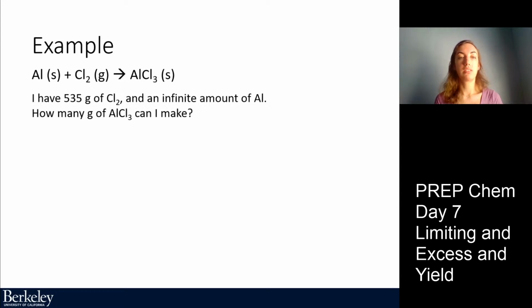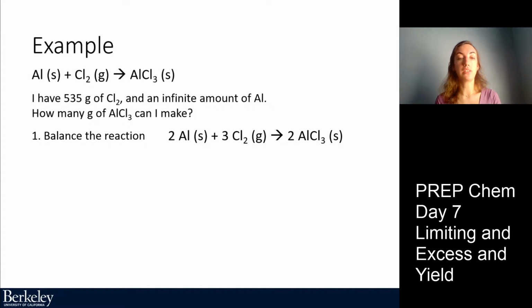So step one, always convert, balance my reaction. So if I do that, I'm going to get 2 aluminum plus 3 Cl2 goes to 2 AlCl3. So hopefully you all are pretty comfortable with balancing reactions after yesterday and after problem set 6.